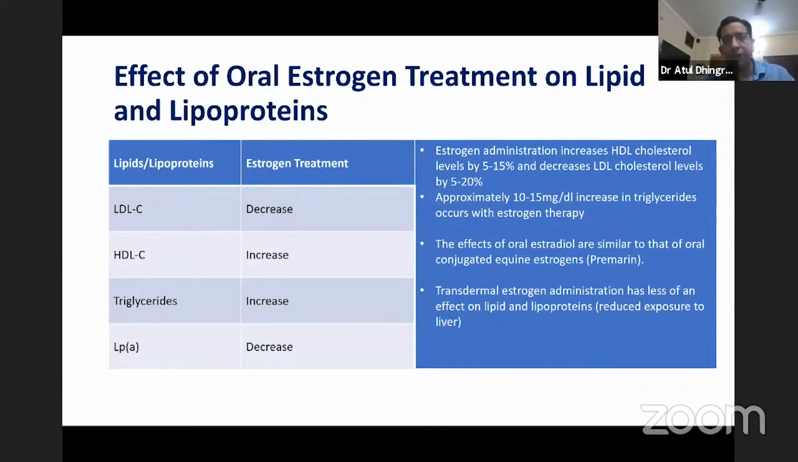Now we look into the effect of oral estrogen, because many of our patients are on oral estrogen. Once these patients are started on oral estrogen, there is a reduction in LDL cholesterol, an increase in HDL cholesterol, and an increase in triglyceride level. Estrogen administration increases HDL cholesterol levels by 5 to 15% and reduces LDL cholesterol levels by around 20%. Approximately a 10 to 15 milligram per deciliter increase is seen in triglyceride levels with estrogen therapy.